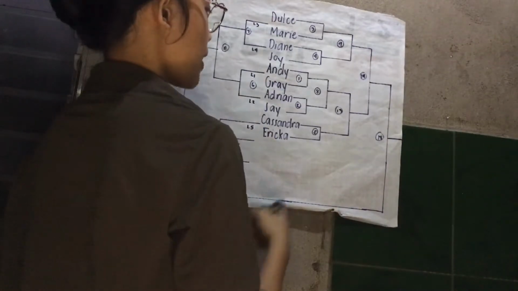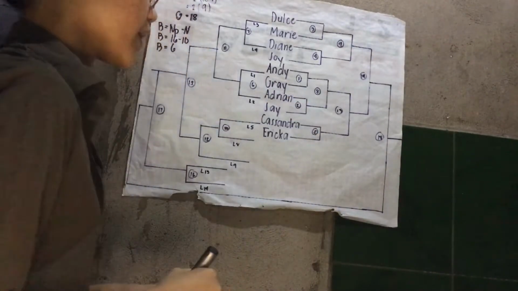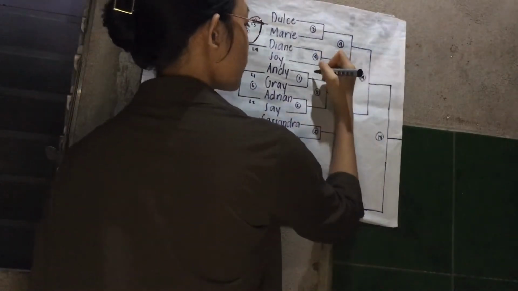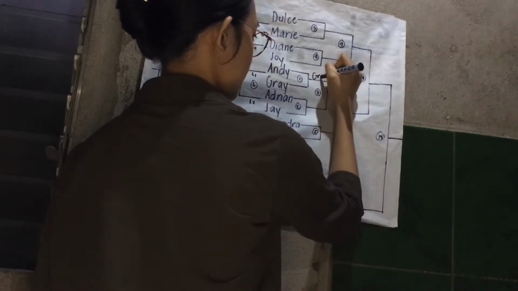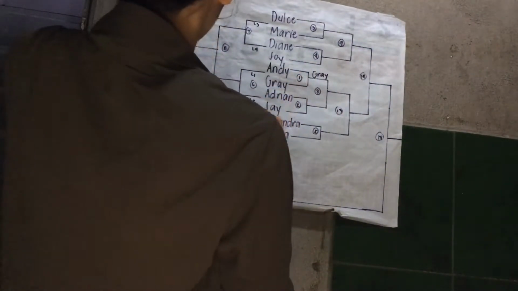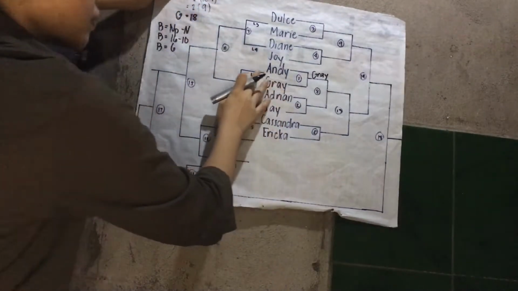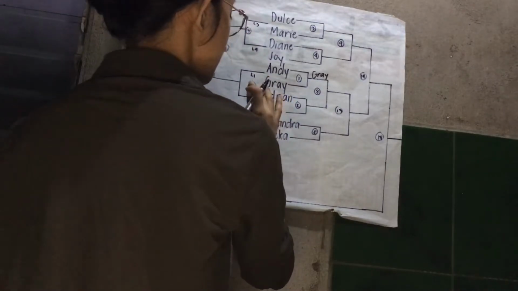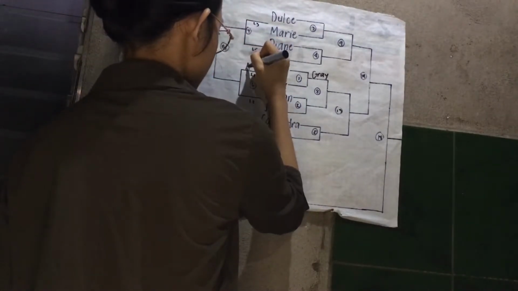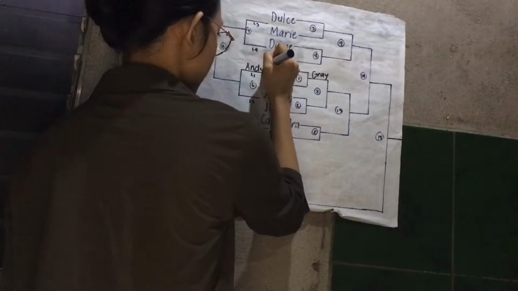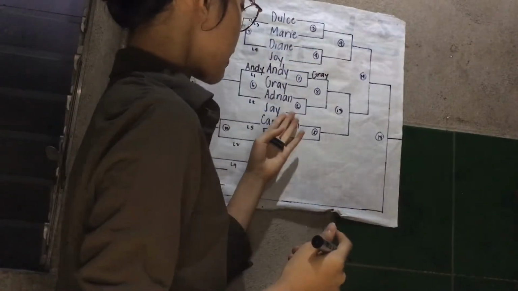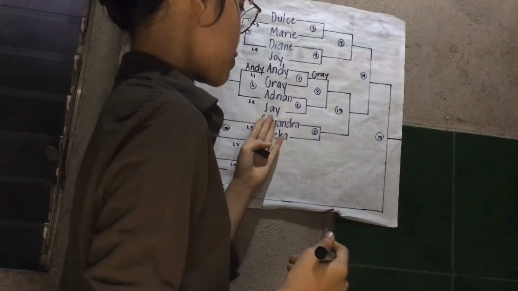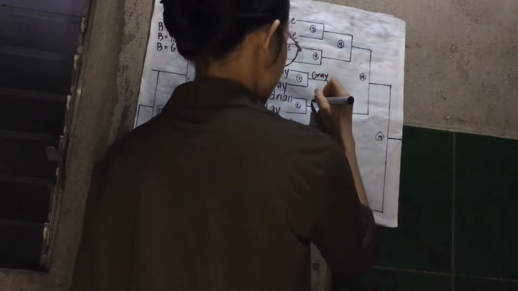So in the first game, Andy and Gray gonna play the game. Let's say that Gray wins this game. So Andy would be put into the left side, which is for the loser. So we need to put here Andy. And for game 2, we have Adrian versus Jay. Let's say that Jay wins this game.